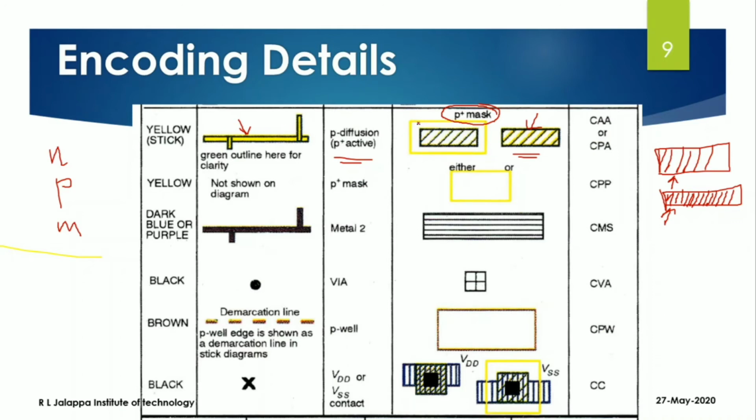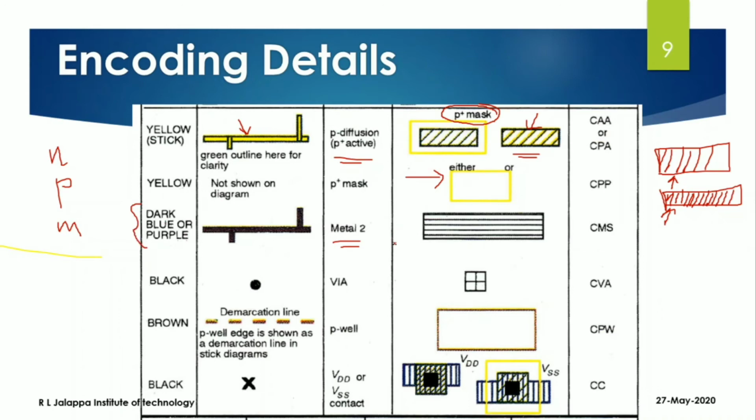Therefore, we draw P plus mask, which is yellow in color. If you draw the same yellow box on the channel, then it becomes implant. Don't confuse between that. Next is metal 2. Metal 2, you can use two colors. One is dark purple you can use or purple you can use.